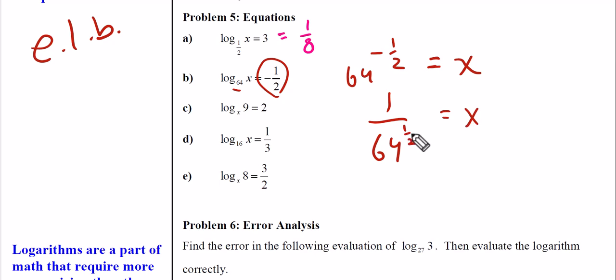And what is the 1/2 power? Well, that's a square root of 64. And at this point, if you haven't caught on to something, I'm trolling you. What's the square root of 64?